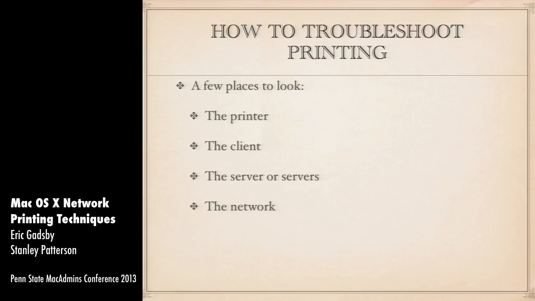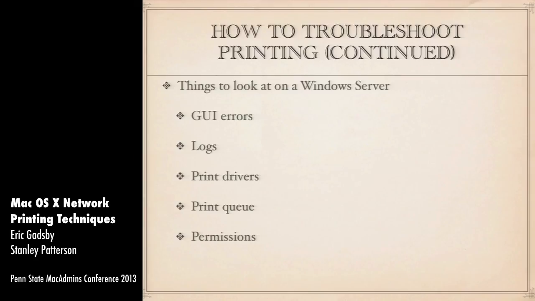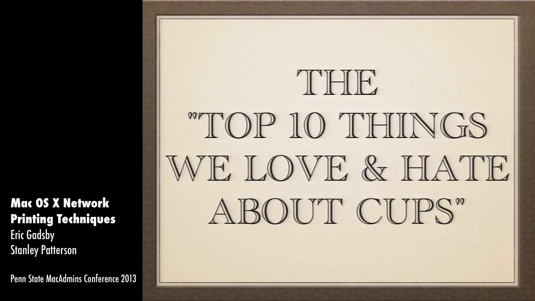But going into a little bit of troubleshooting with the printer, client, service, and networks, going real quick, only 9 minutes left. Again, on Mac OS X, you can look for GUI errors, look in the console logs, enable or disable CUPS, restart CUPS, and see if that fixes the issues for you. On Windows Server, again, look at the GUI errors, logs, drivers, print queues, permissions, and of course for both systems, you can always restart. Networking, actually just make sure that the printer is connected to the network and has the proper IP address. If not, talk to your network admin or someone who can look at the switches.